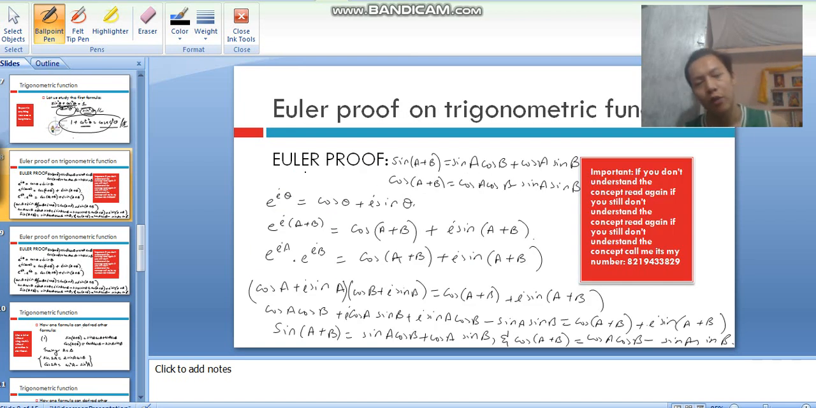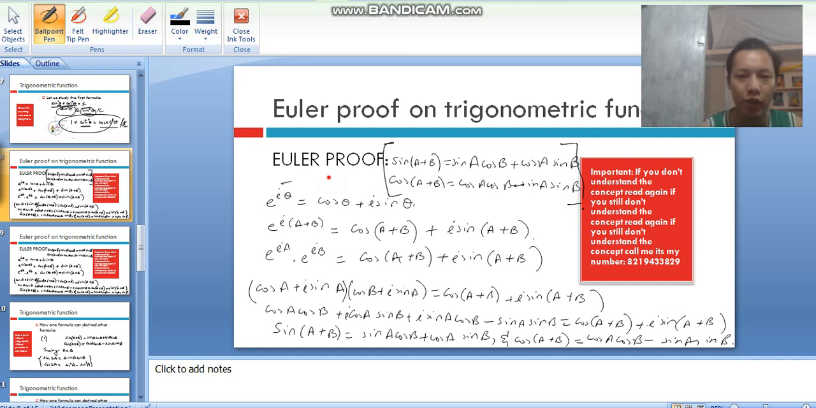So see, the main formula here is sin bracket a plus b is equal to sin a cos b plus cos a sin b, or cos bracket a plus b is equal to cos a cos b minus sin a sin b. This is a very important formula, one of the most important formulas in trigonometric functions, right?